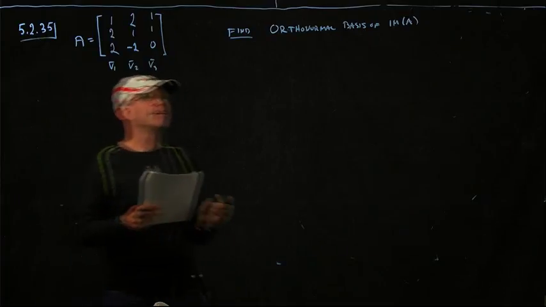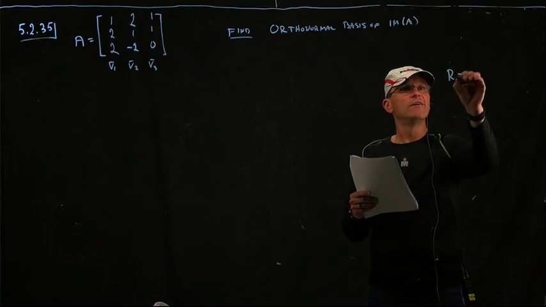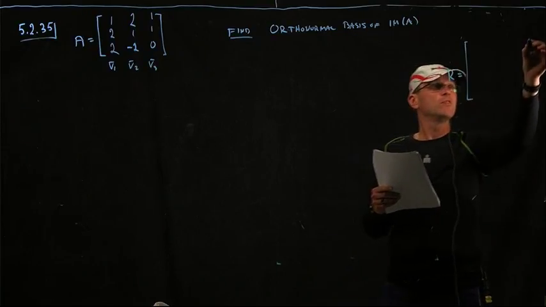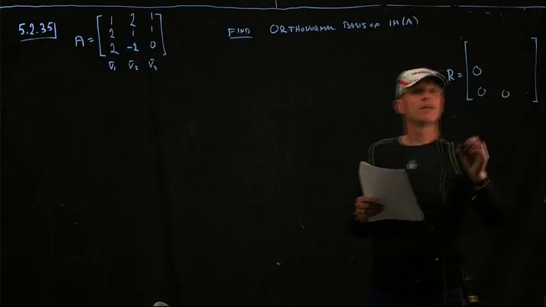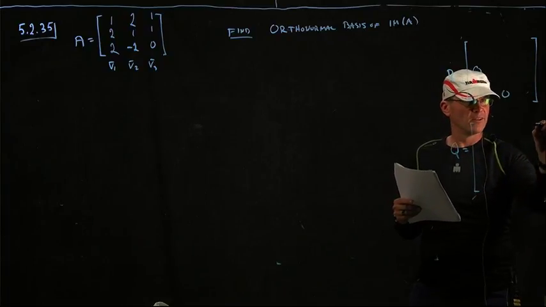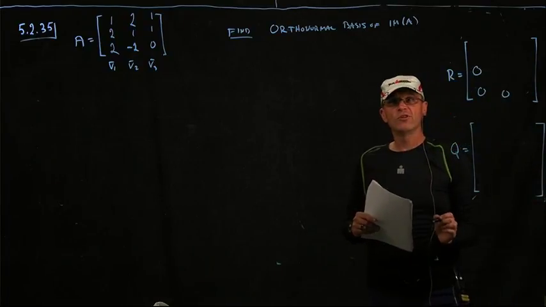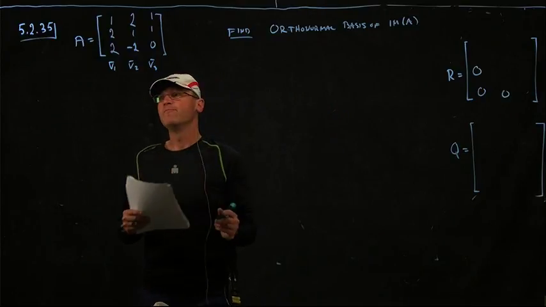So standard game, right? We're going to get a matrix R, which is 3x3, and we're going to get a Q matrix, which is also 3x3.